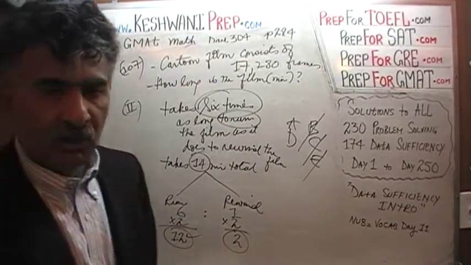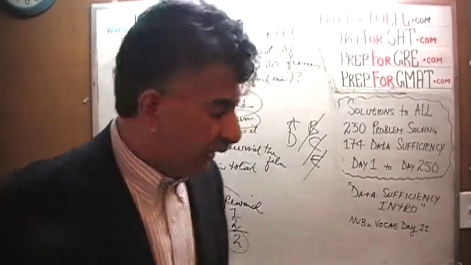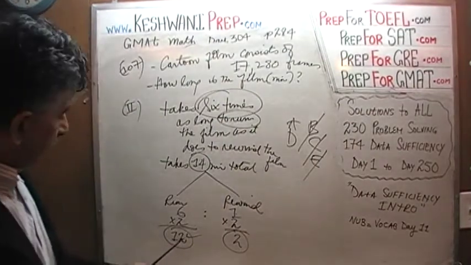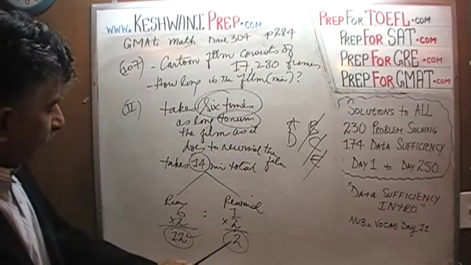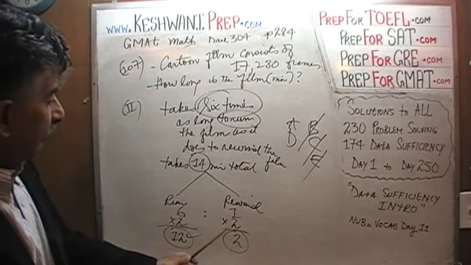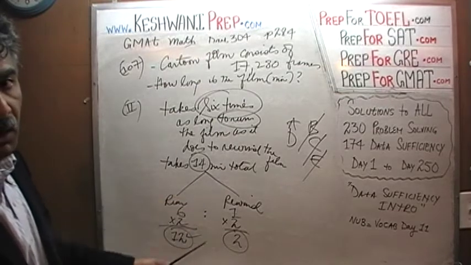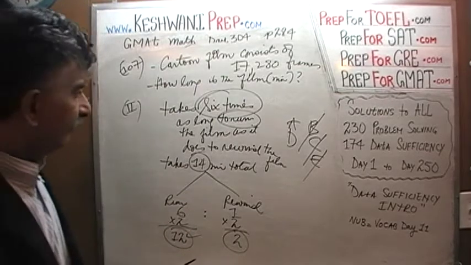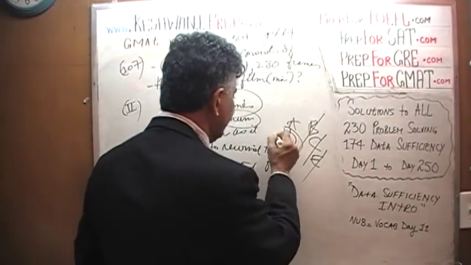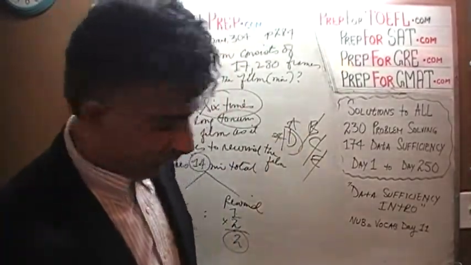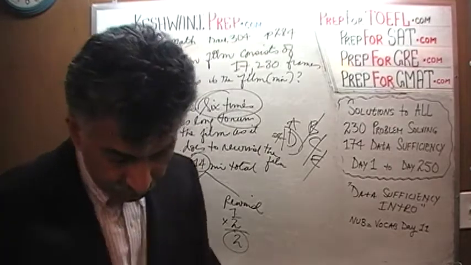The first statement told us that it takes 12 minutes to run the film, and that is exactly what we arrived at here. It takes a total of 12 minutes to run the film, and a total of 2 minutes to rewind the film, hence the total of 14 minutes for the entire procedure. The answer is D. The second statement does the job quite nicely as well. The answer for this problem is D.